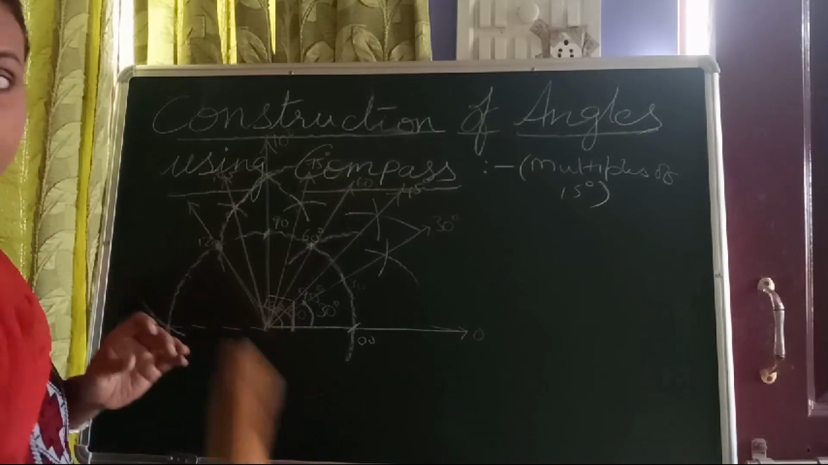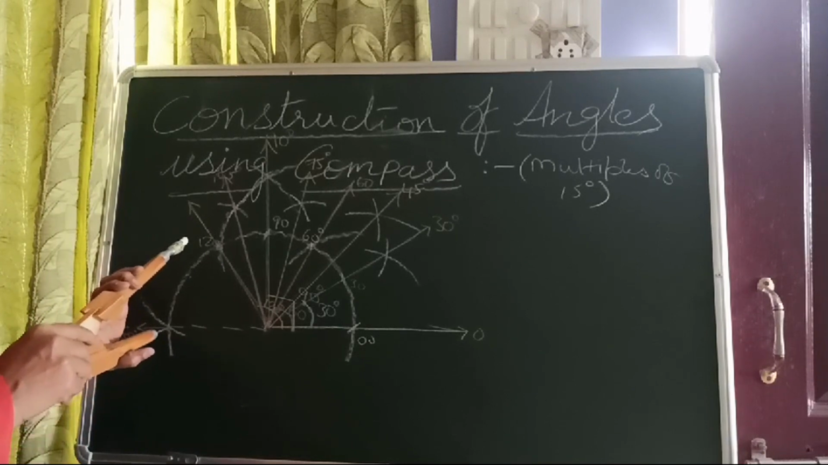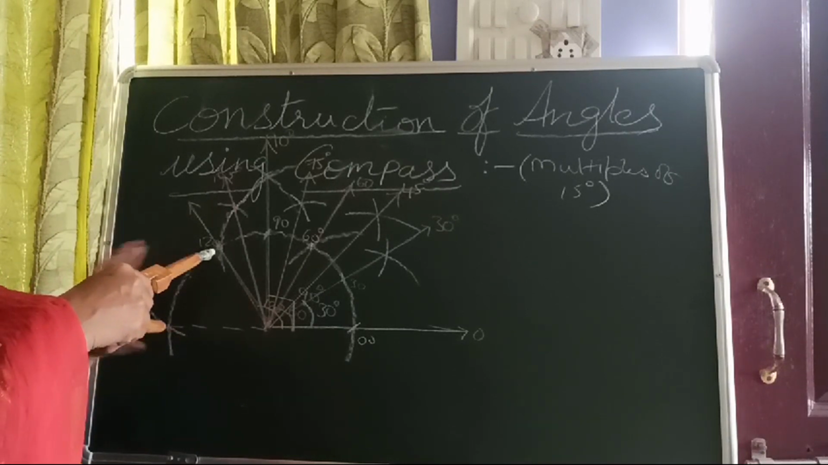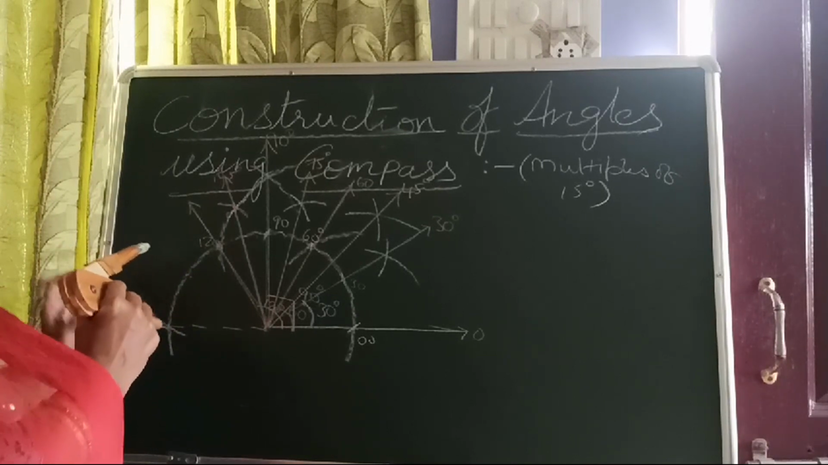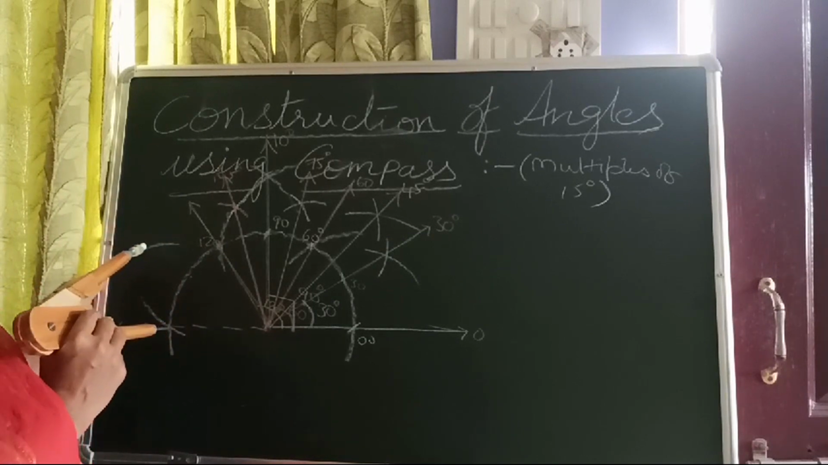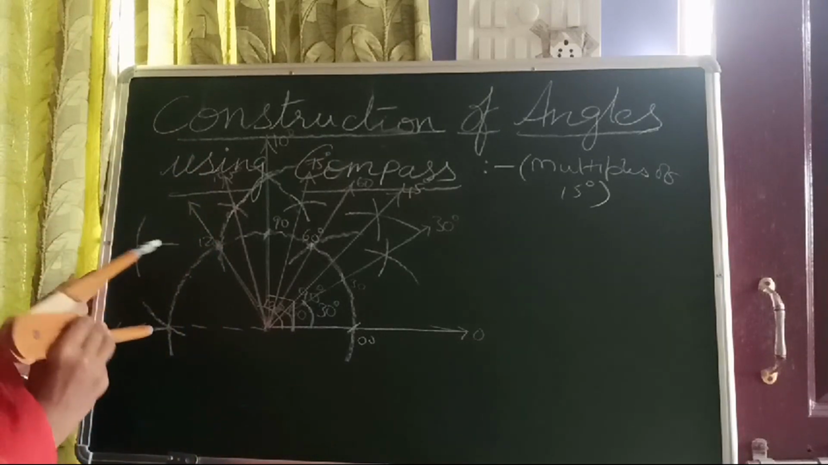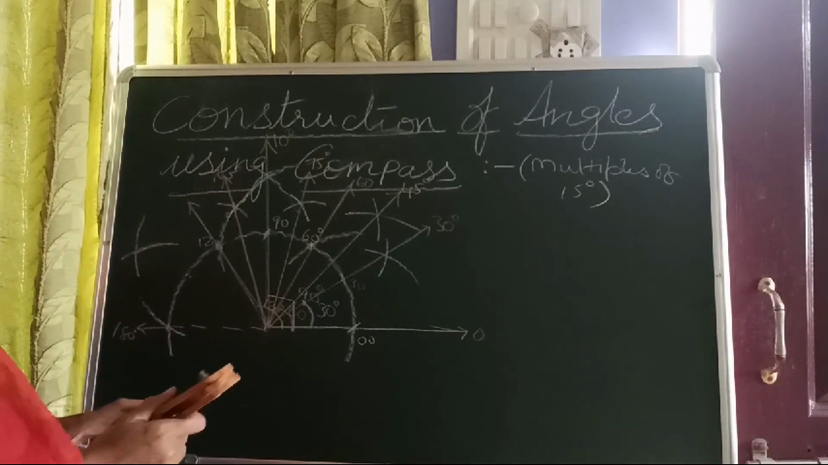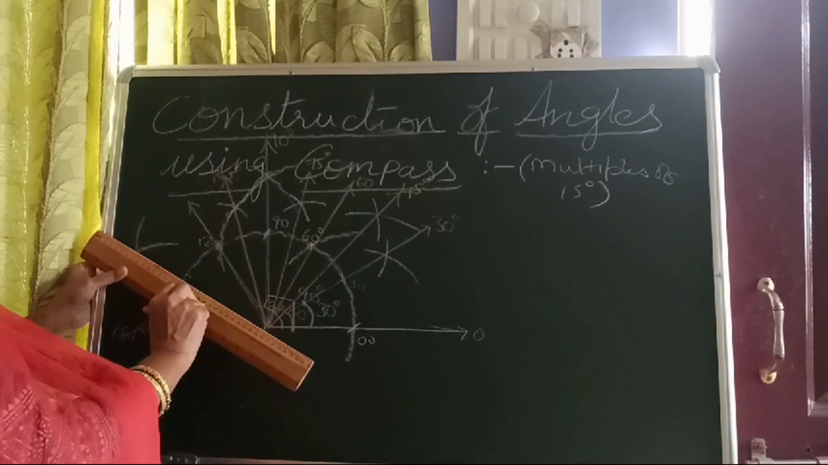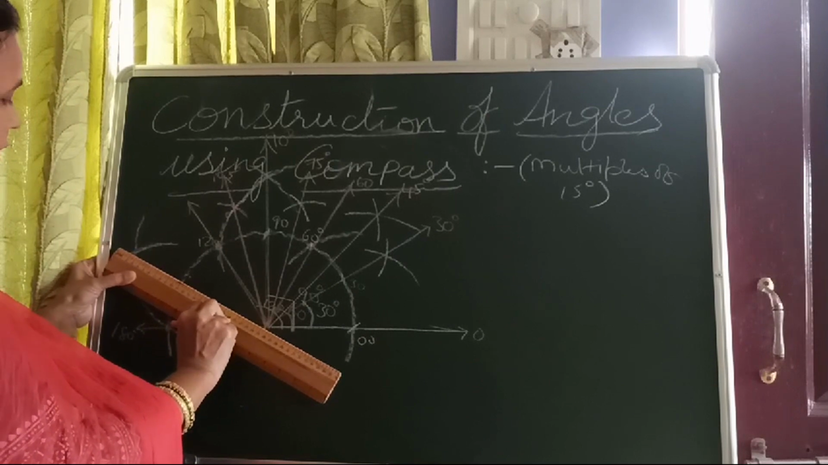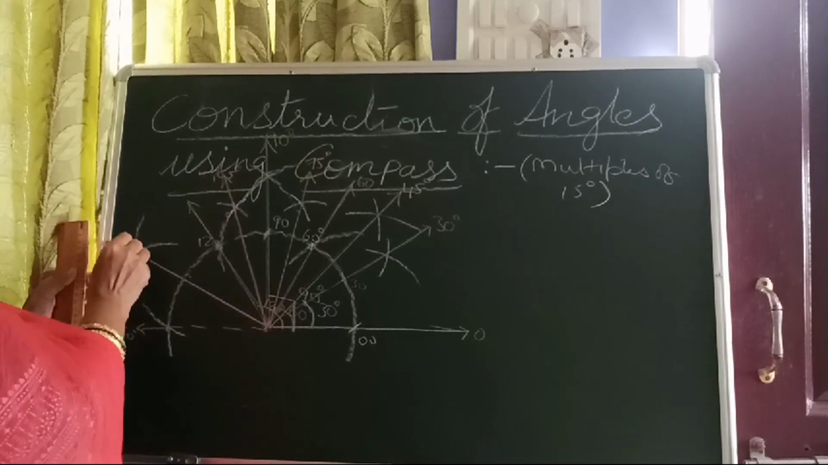So let us take a compass and bisect the gap between 180 and 120. Take more than half of this gap and draw an arc from 180 and from 120. Let the two arcs meet at one point. Where the two arcs meet, that is the point which is 150 degrees. Let us join that with the vertex. This is 150.